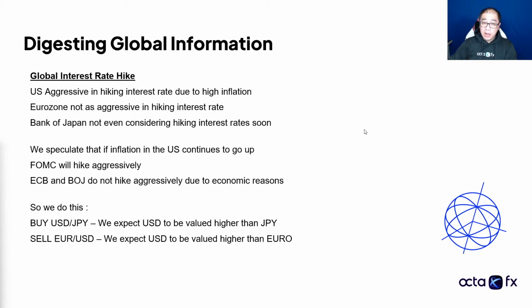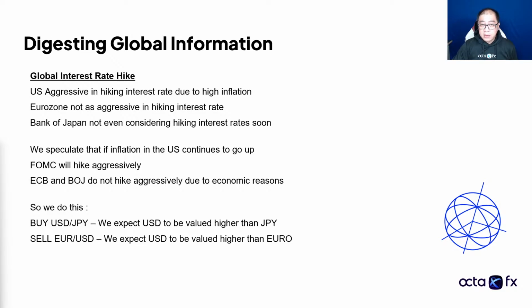Okay, in another recent scenario, we have the global interest rate hike that's going on right now every single month. We've got the US being very, very aggressive in hiking interest rates due to the high inflation there. Eurozone, they do have high inflation as well, but not as aggressive in hiking interest rates. We've got the Bank of Japan not even considering hiking interest rates soon. So how do we take this information? We speculate that if the inflation number in the US continues to go up, the FOMC or the Fed, the US Central Bank, will hike aggressively.